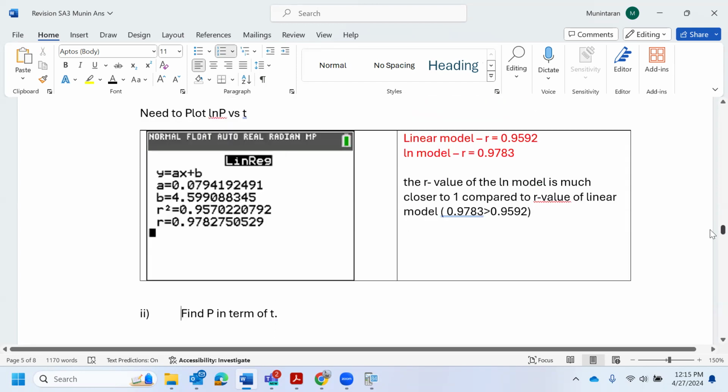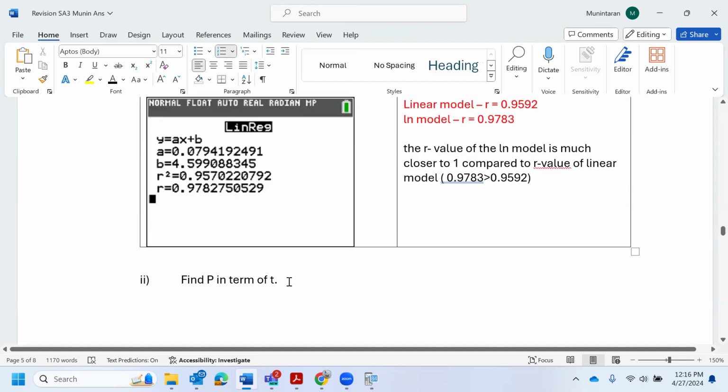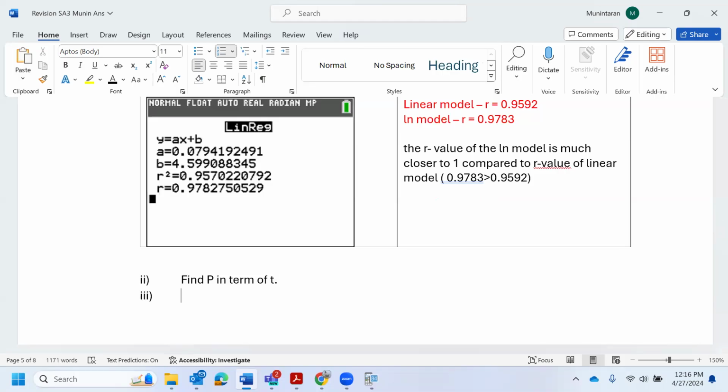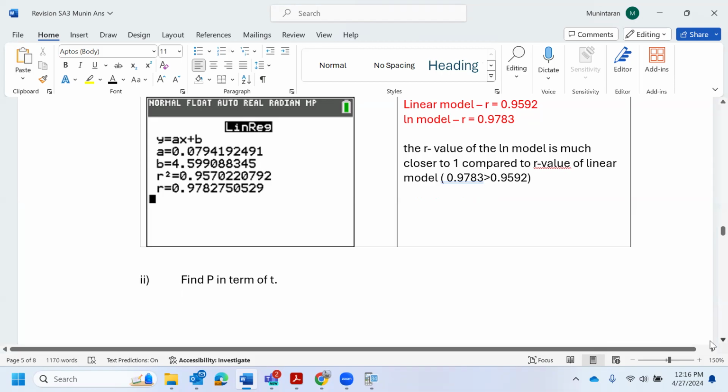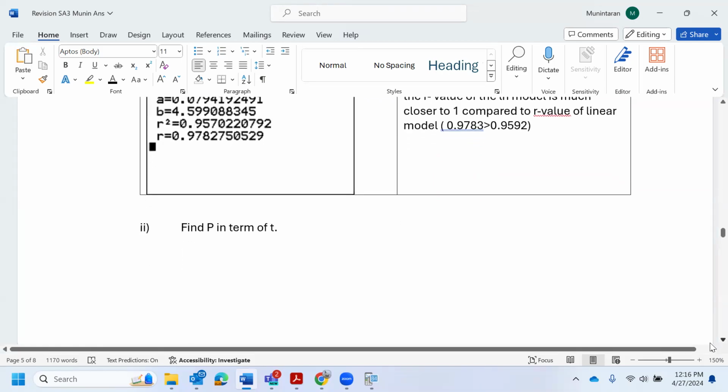So the linearization process will probably use x squared or p squared and things like that, or square root and so on. Yeah, but we are not doing that. So find the p in terms of t. The equation was, where is it?